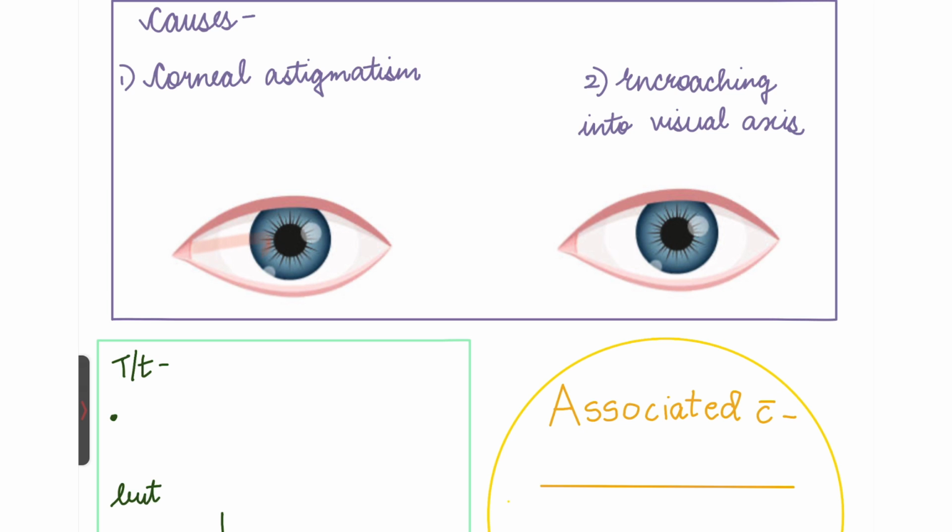Now let's see what it can cause. If this pterygium is just over the cornea, like this, it can cause corneal astigmatism. But if it is over the pupil, like this, it encroaches into the visual axis and therefore it can cause loss of vision. So it can cause astigmatism and loss of vision.